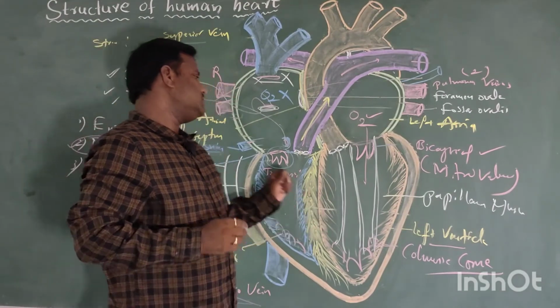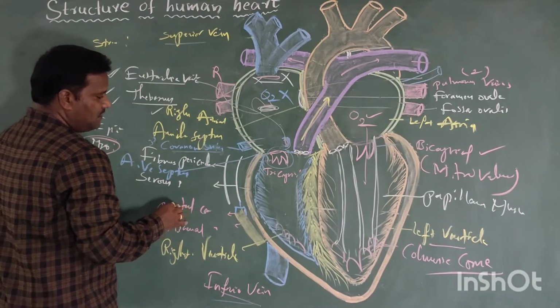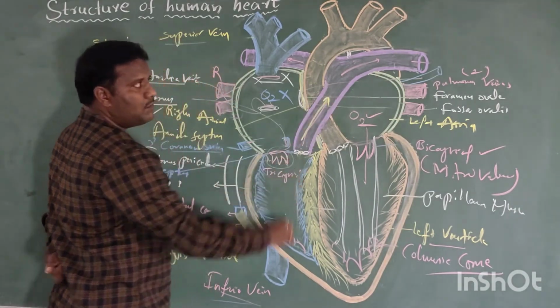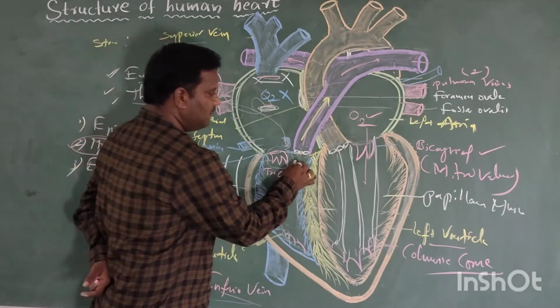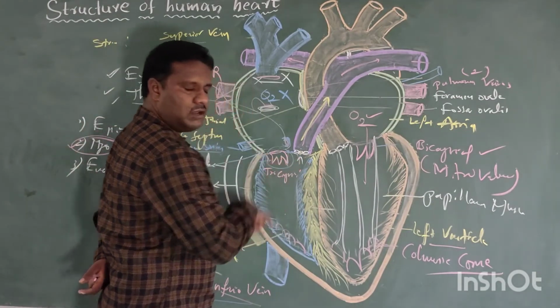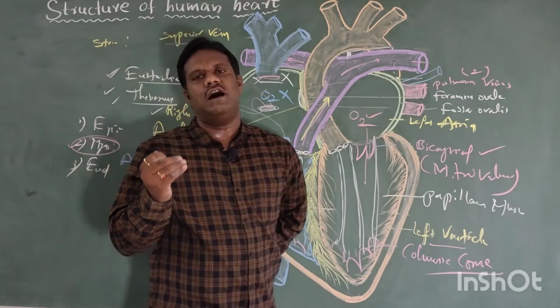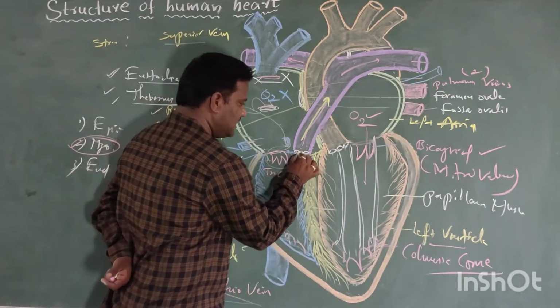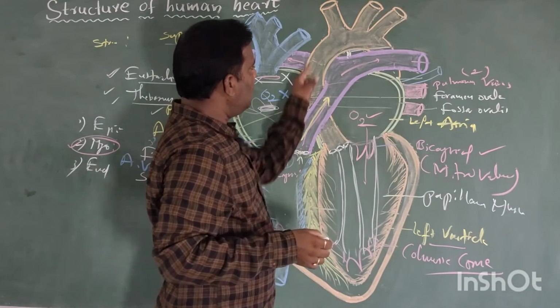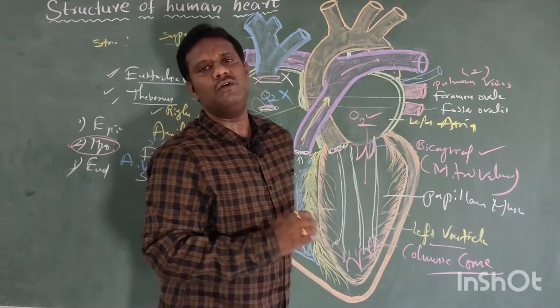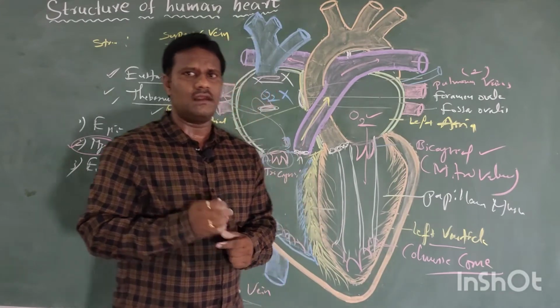Right, Nana? So next, we are studying about the pulmonary arch. Where can the pulmonary arch be located? In this area, three half-moon valves are present. And where is the aortic arch present? Similarly, three half-moon valves are present. Clear, Nana?